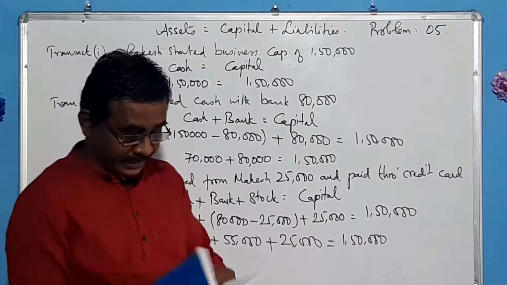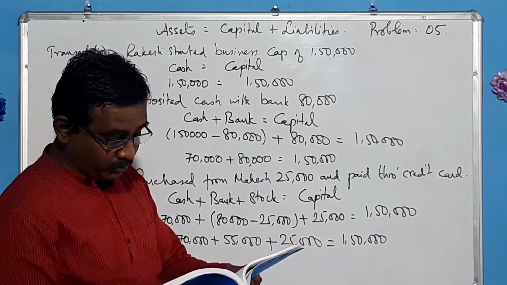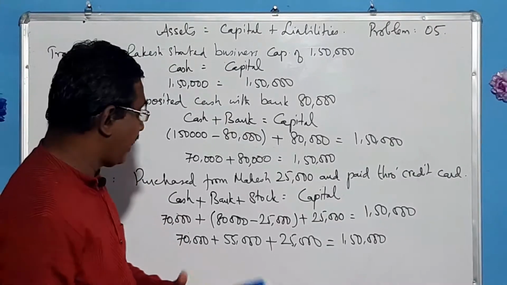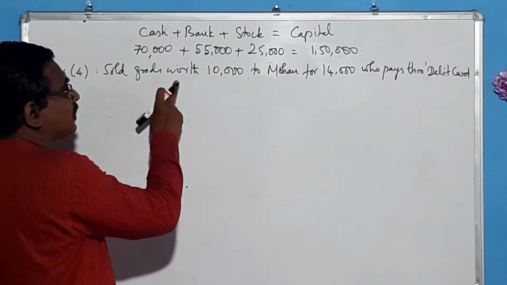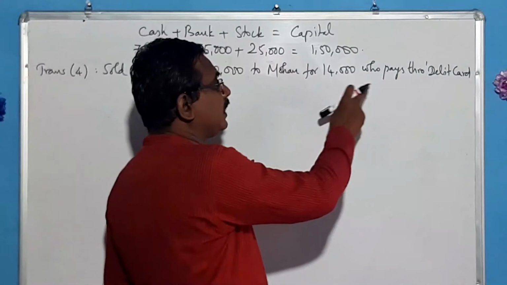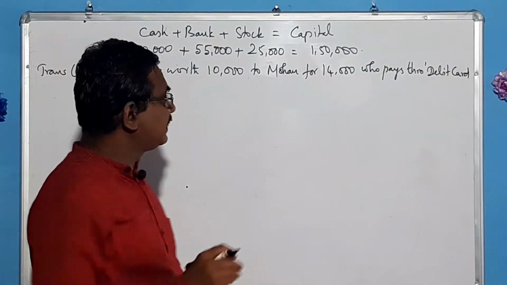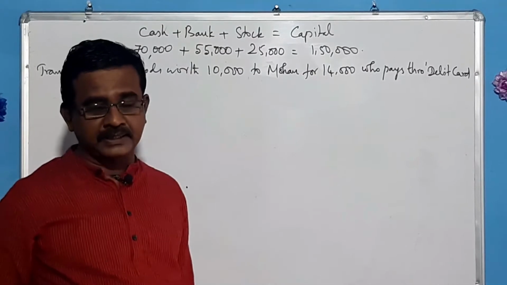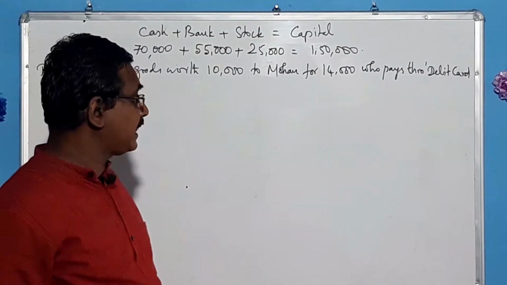150. We have done it correctly. Let us go to the next one. Sold goods costing 10,000 to Mohan for 14,000, who pays through debit card. Next transaction is sold goods worth 10,000 to Mohan for 14,000, who pays through debit card. My dear students, this is a little complicated transaction. No complication. The only thing is you have to go through the transaction and understand that.